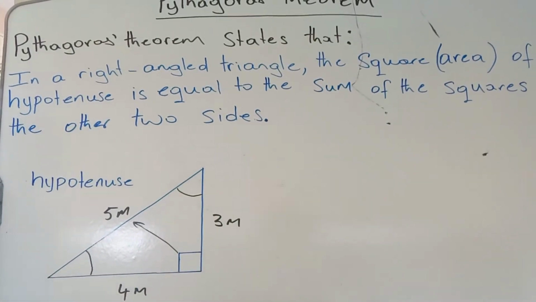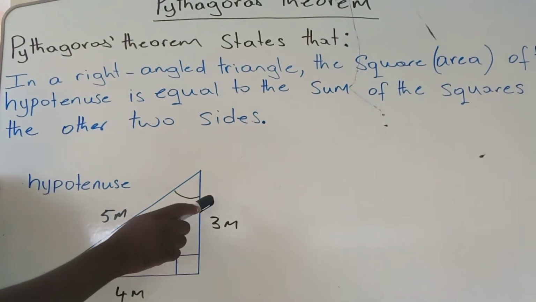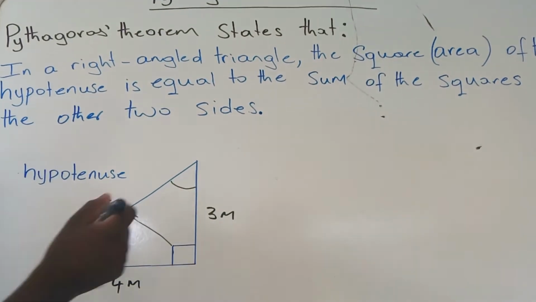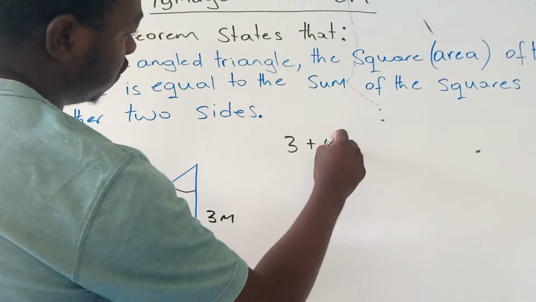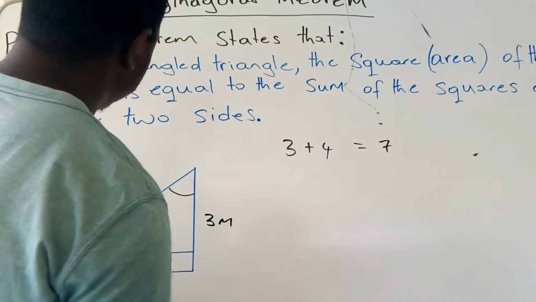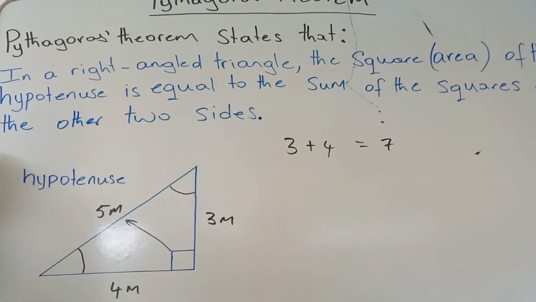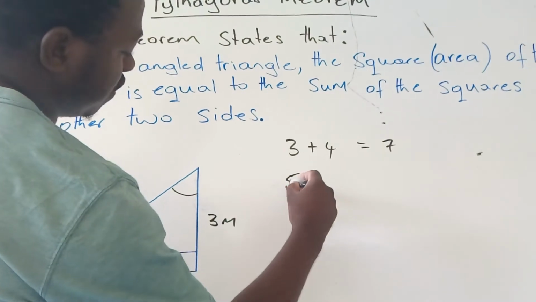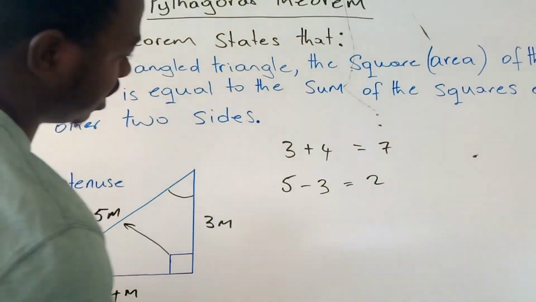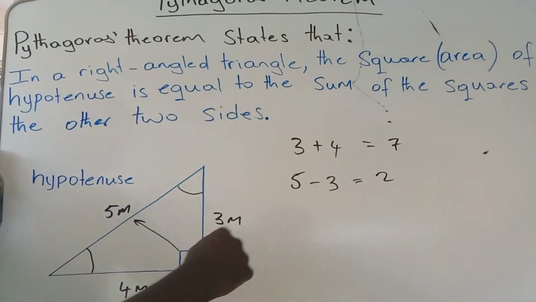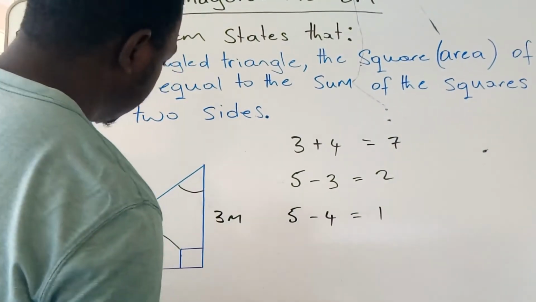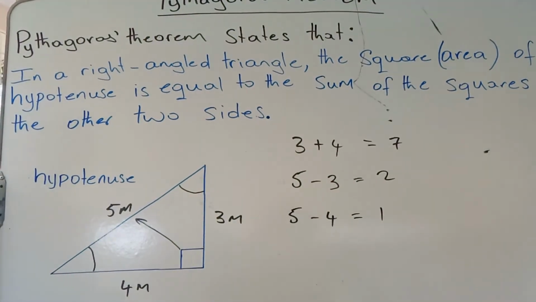Alright? Now, if you note, let's say if we add 3 plus 4, that is equal to 7. That's not interesting. If we have 5 minus 3, that is equal to 2, which is not interesting. If we have 5 minus 4 is equal to 1, and that's not interesting.